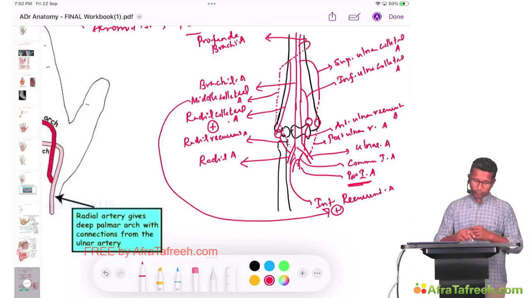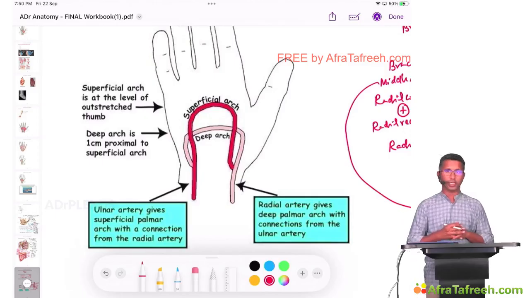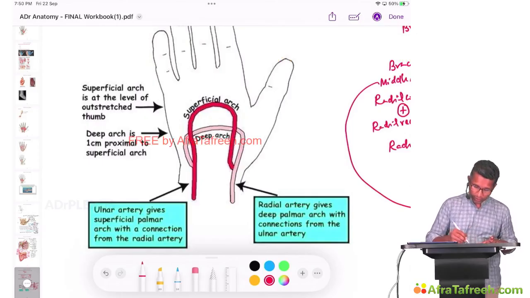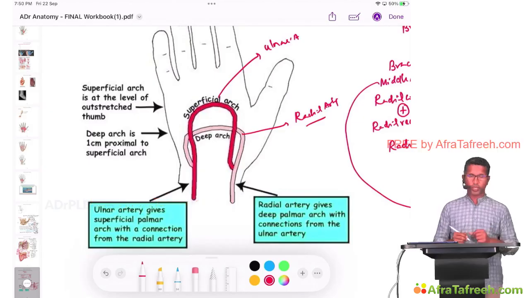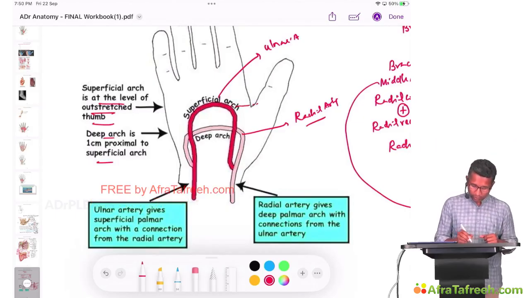Now, as you all know, when the ulnar artery and the radial artery come to the palm, they form two arches. This is the superficial arch, which is formed mainly by the ulnar artery, and the deep arch is mainly formed by the radial artery. The superficial palmar arch is formed at the level of the outstretched thumb, and the deep arch is formed at the level of the distal palmar crease.